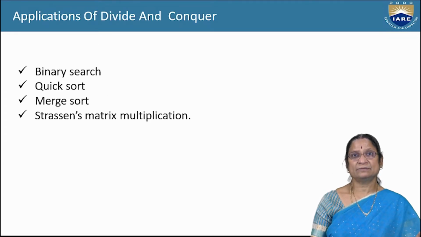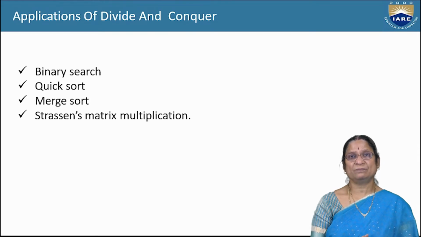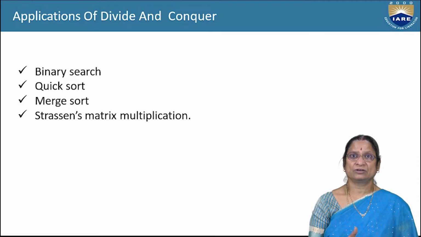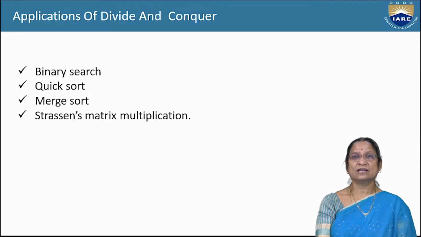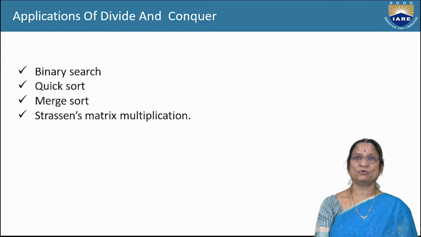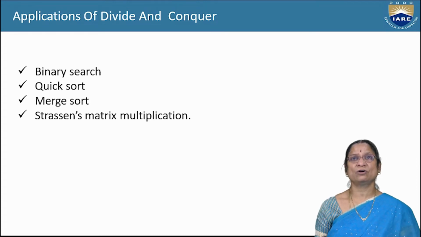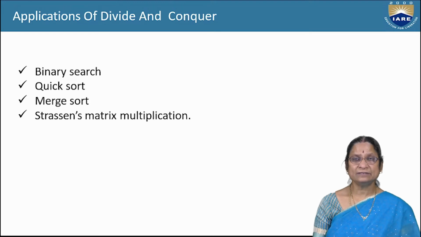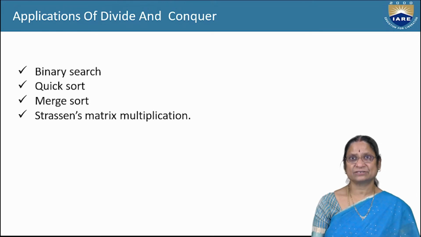Various already known algorithms are available which work based upon this divide and conquer strategy. For example, binary search, quick sort, merge sort, Strassen's matrix multiplication. These are the applications of our divide and conquer strategy. We will discuss these techniques: quicksort, merge sort, and Strassen's matrix multiplication as part of our applications of divide and conquer strategy actually. In this video, we'll discuss only binary search.